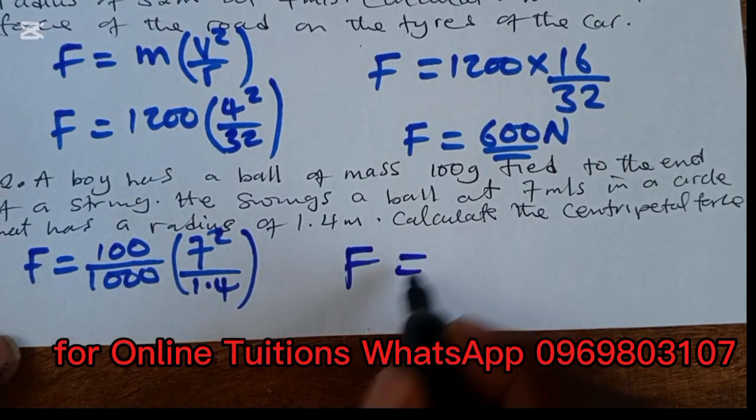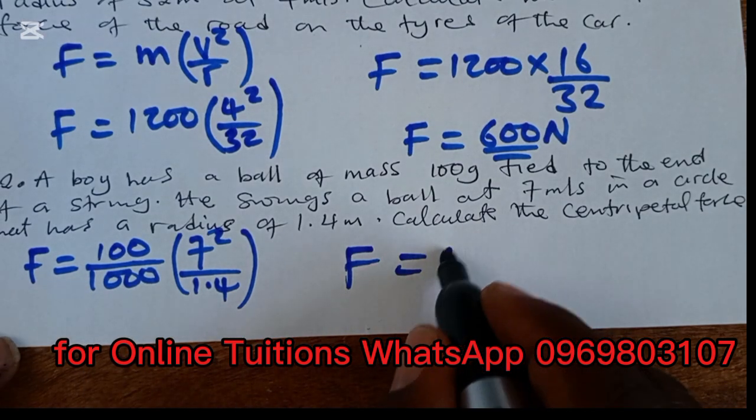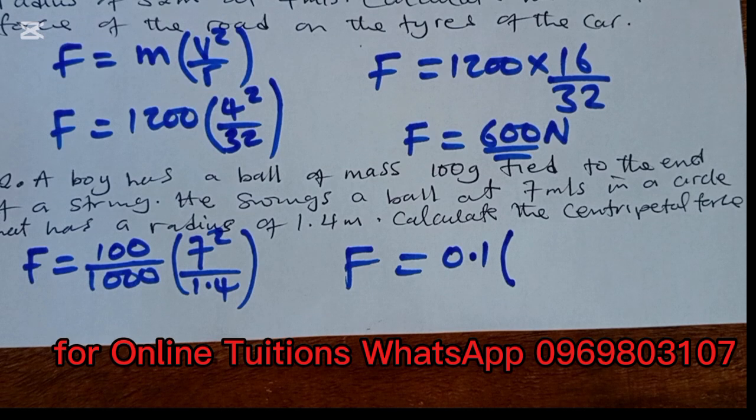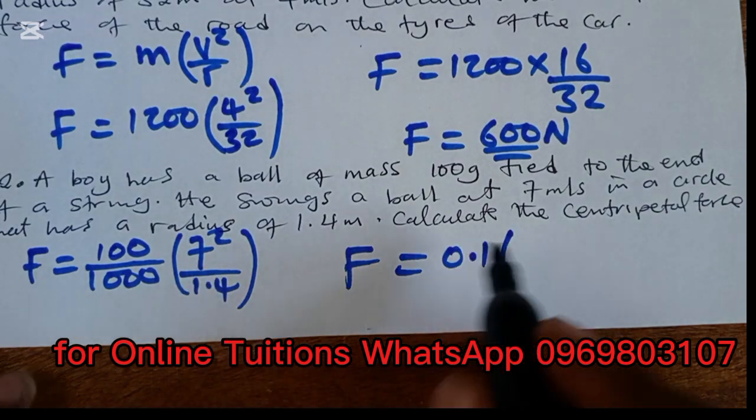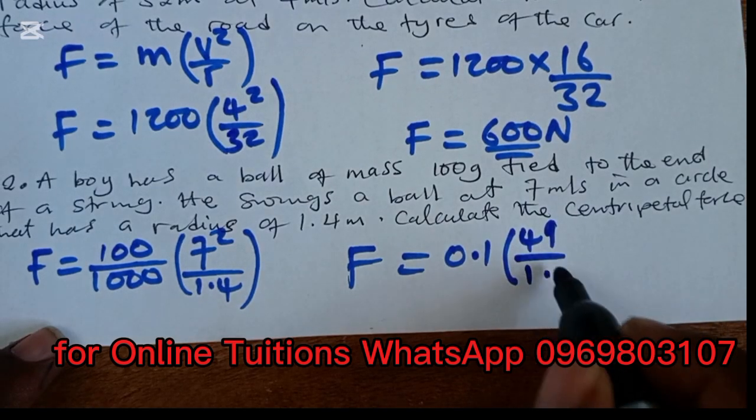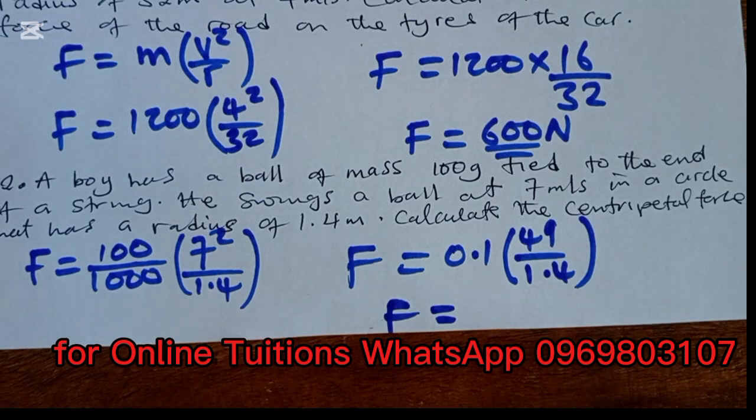So centripetal force is equal to 100 divided by 1000, it is 0.1. So 7 squared, it is 49 over 1.4. So centripetal force is equal to 3.5. So 3.5 newtons.